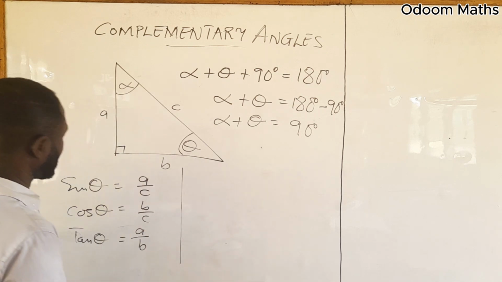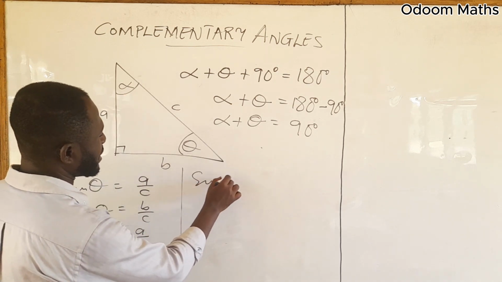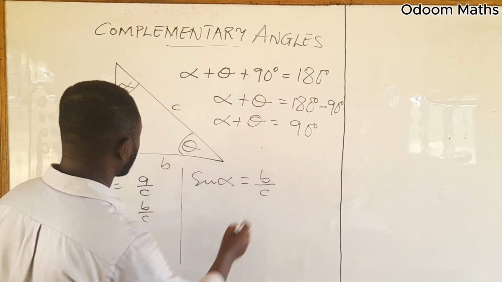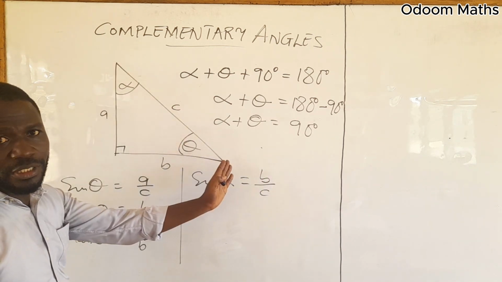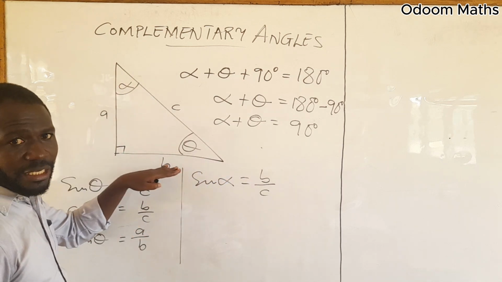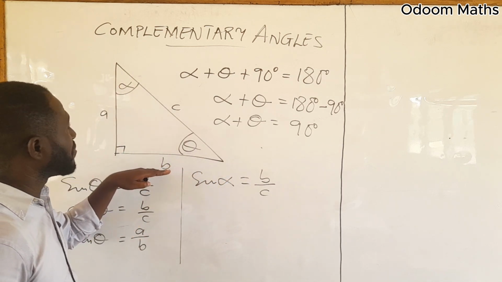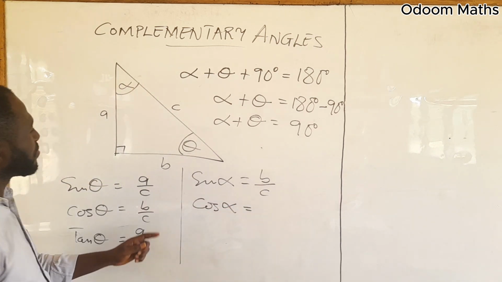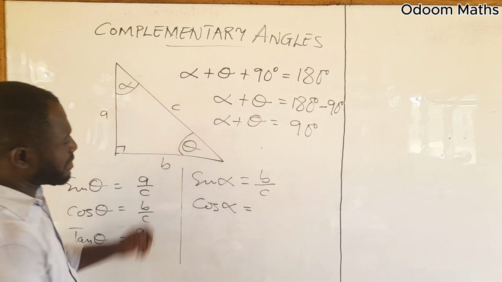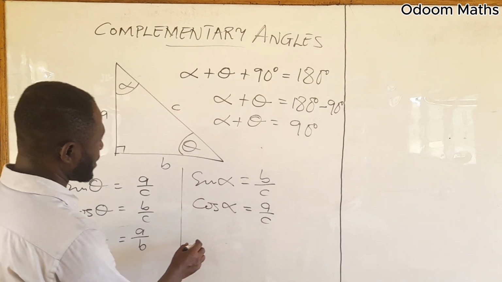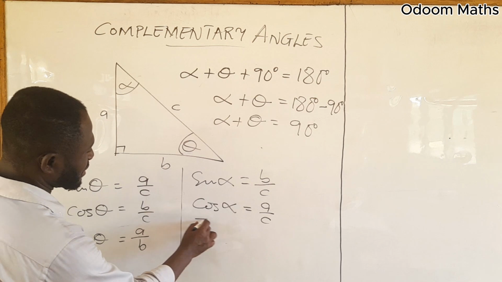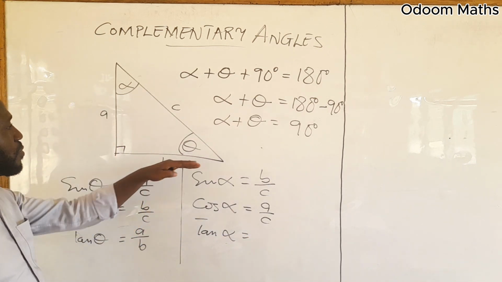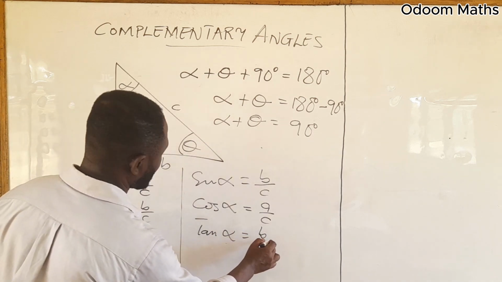Now let's talk about that of alpha. Sine alpha is B over C, that is opposite over hypotenuse, because B is the side opposite to alpha. Then cos alpha is A over C, that is adjacent over hypotenuse. Then tan alpha is B over A, that is opposite over adjacent.